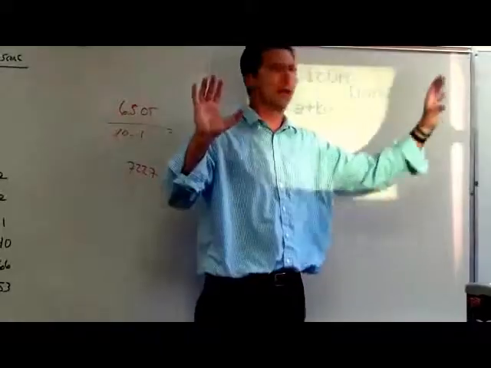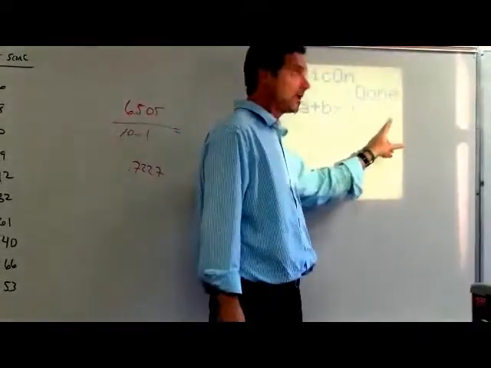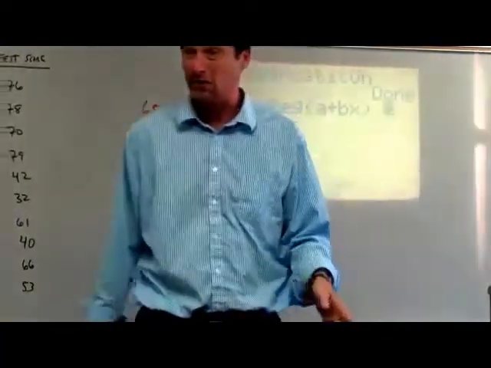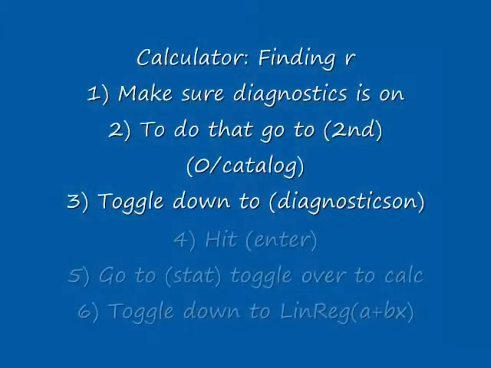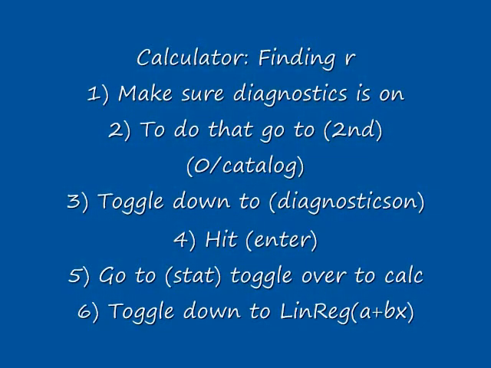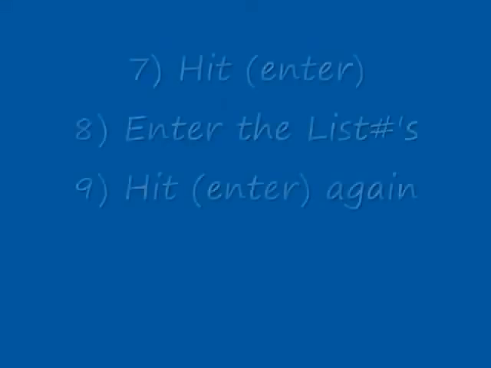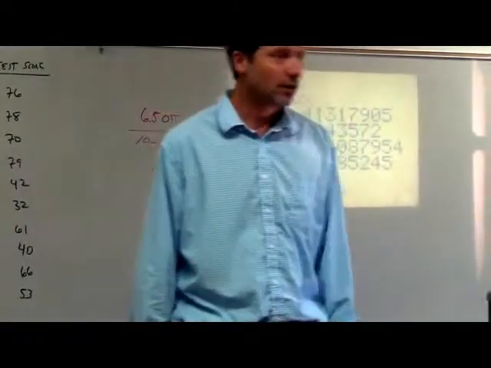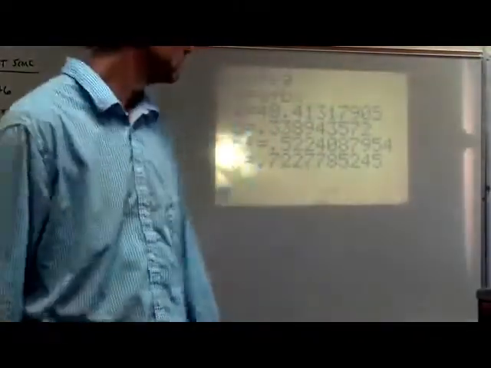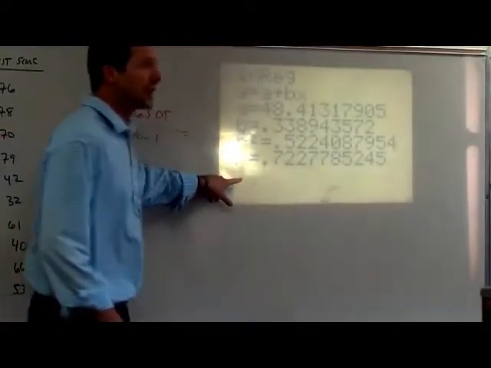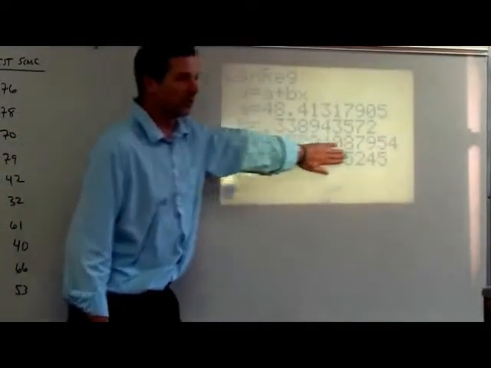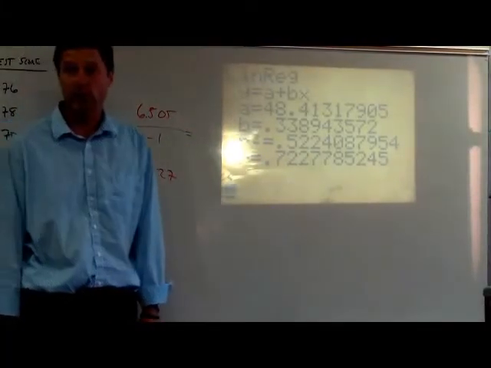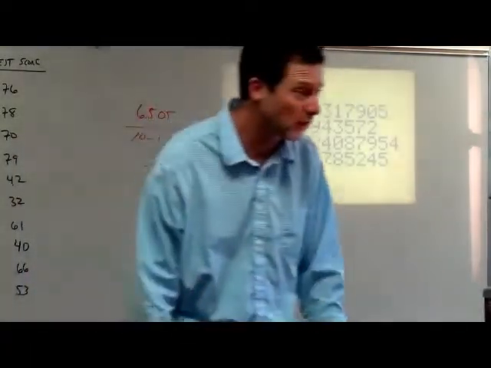However, let's say your data is in L3 and L4. You would put L3, comma, L4. But right now our data is in L1, L2, so we're good. Hit enter. And there's our R. If we didn't turn diagnostics on, it wouldn't show these last 2 rows. I don't know why. Okay?